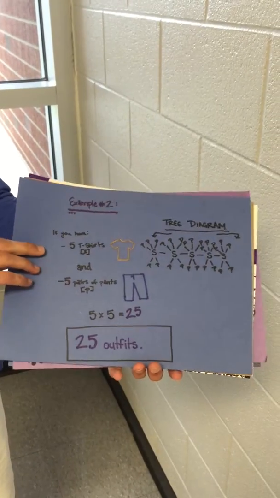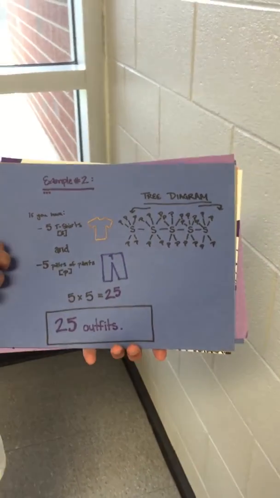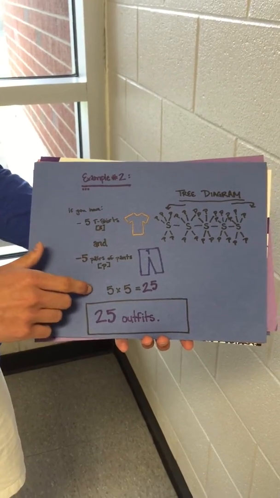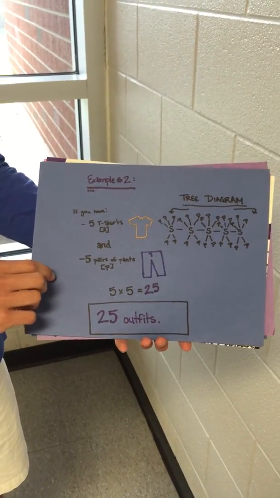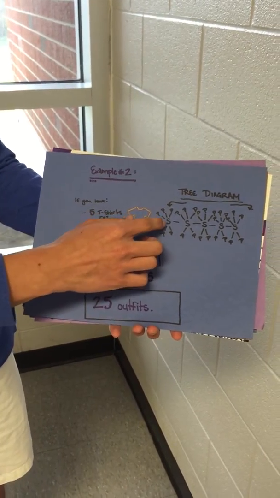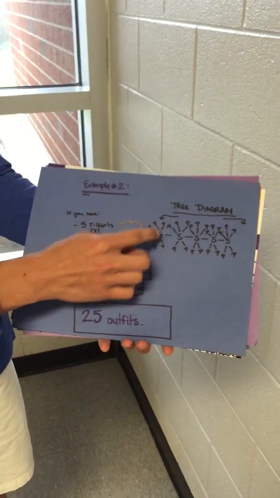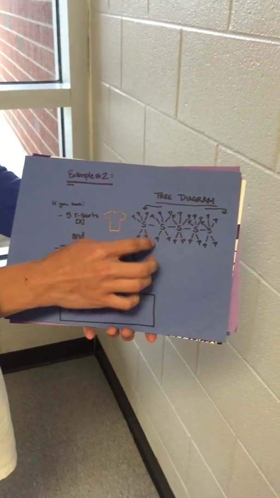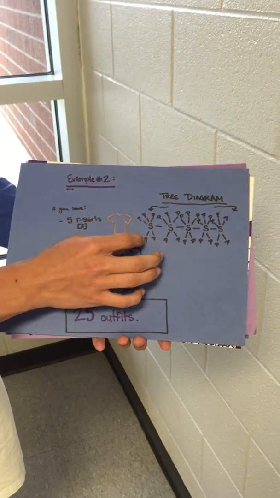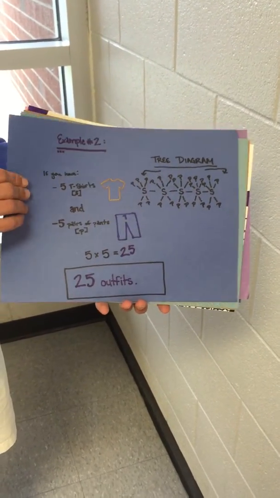Okay, so example number 2, if you have 5 t-shirts and 5 pairs of pants, then you can just do 5 by 5 is equal to 25, and then you can also do the tree diagram over here, which means you can start out with 1 shirt paired with 1 pair of pants, that would be S and P, and then 1 shirt paired with another pair of pants, and so on and so forth, and then count the number of combinations you have. And so 1, 2, 3, 4, 5 times 5 of these would give you 25 different outfits.